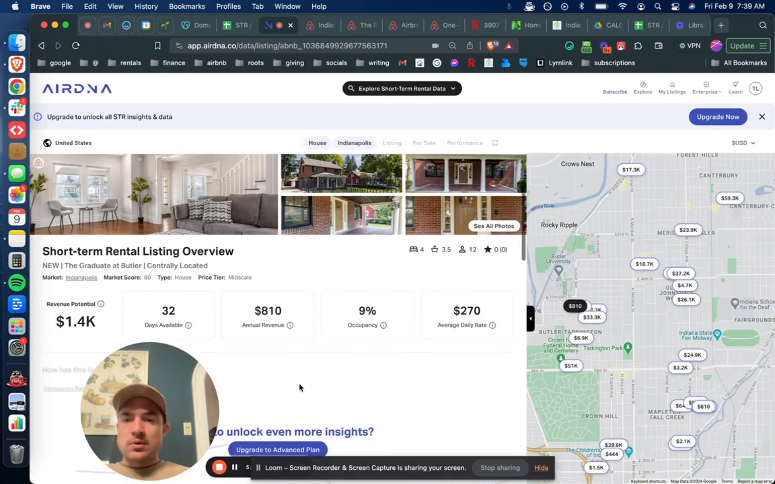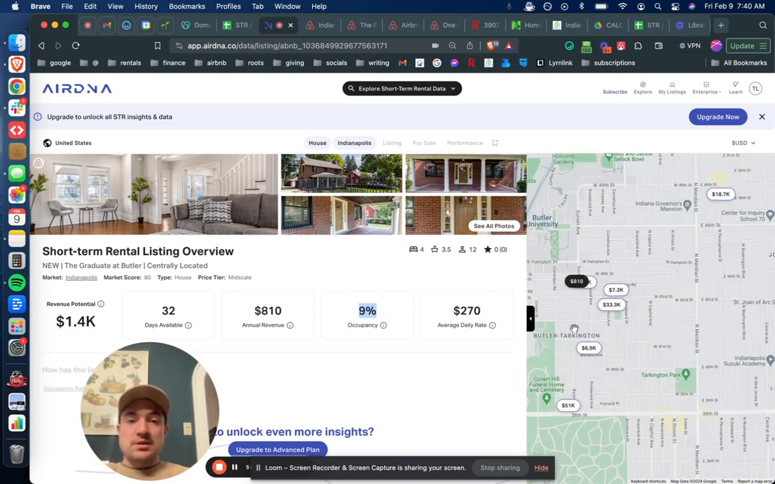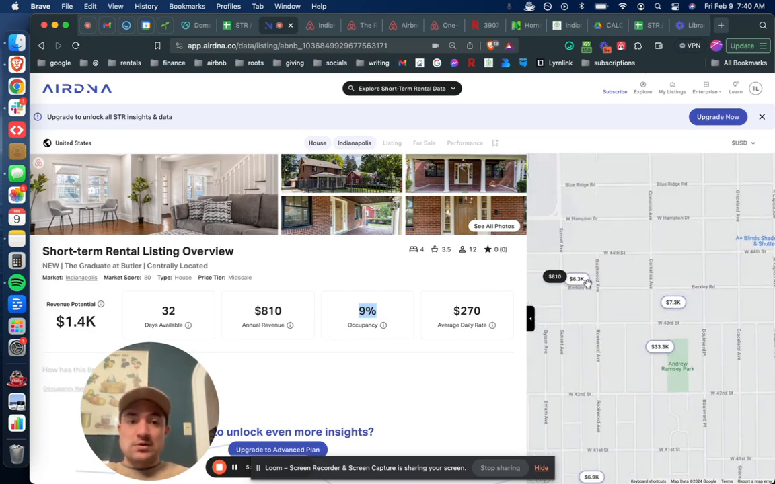Now this comp is showing an annual revenue of 810, with 9% occupancy. This is likely a person that uses it as their house and they only rent it out on like one weekend a year. This would not be a good comp, so you do have to use some of your own discernment here with the comps. That's the problem with AirDNA data; it can be very swayed.